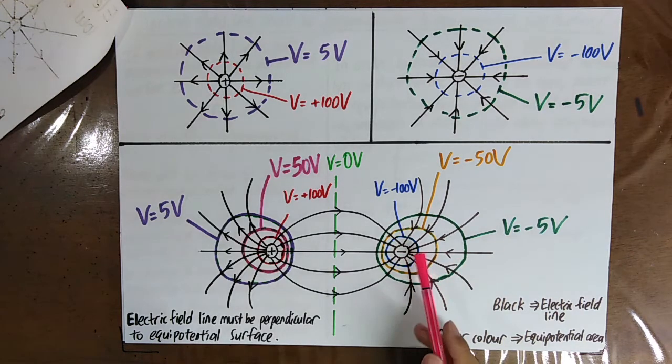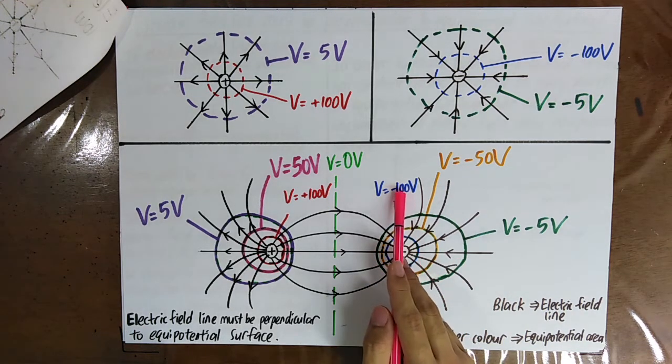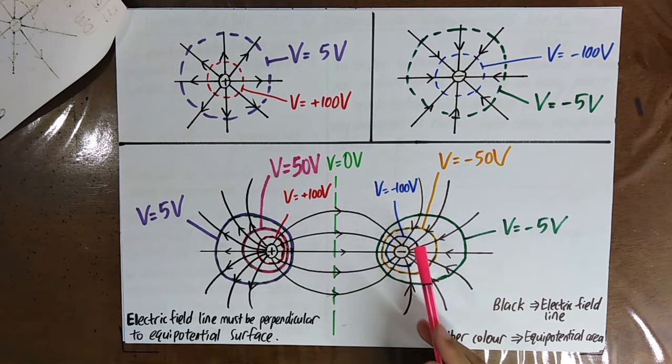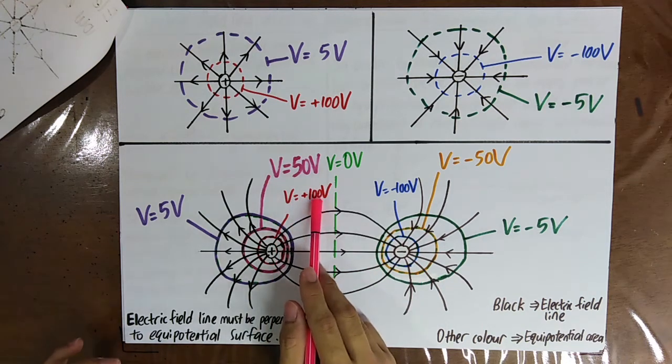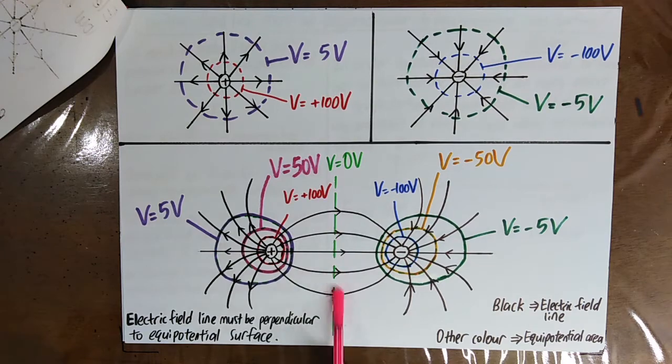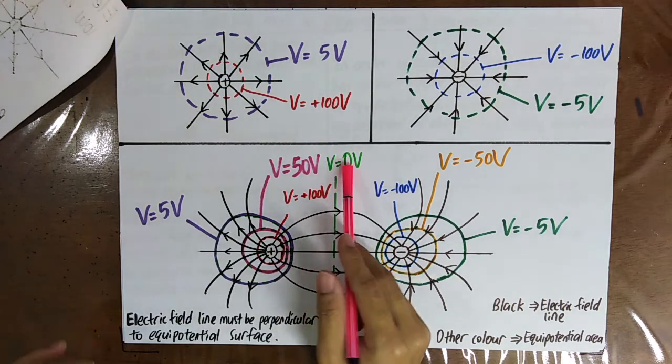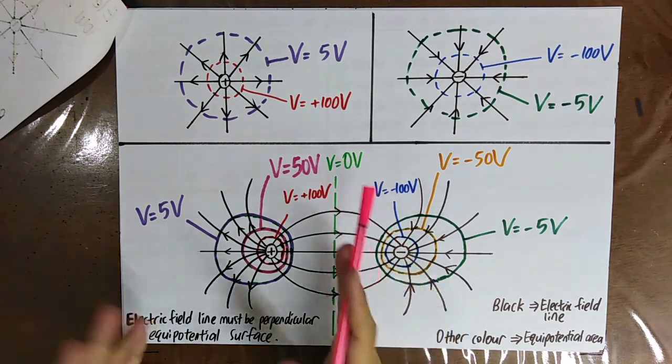Okay, and then you know that when the equipotential surface gets closer to the negative charge, it is more negative. That means that this region has the lowest electric potential, and this region has the highest electric potential, and then this region, the green line here, has 0 volts, which is in between.